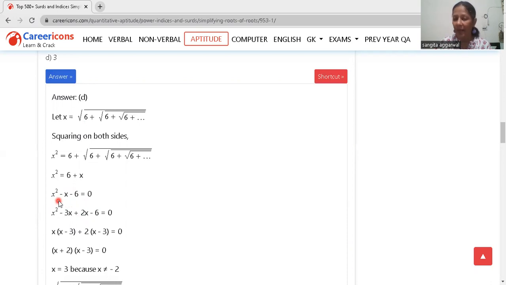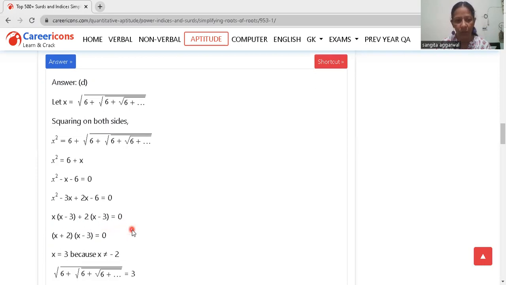Now here this is minus x. So this will be minus 3 and plus 2, because minus 3 plus 2 is equal to minus 1. So here this is minus x, and then you have to solve it. So x I have taken out. Now in the bracket, x minus 3 will be left. Then plus 2 is taken out in the bracket, x is left. Then 2 times 3 is 6. So 3 is written here is equal to 0.